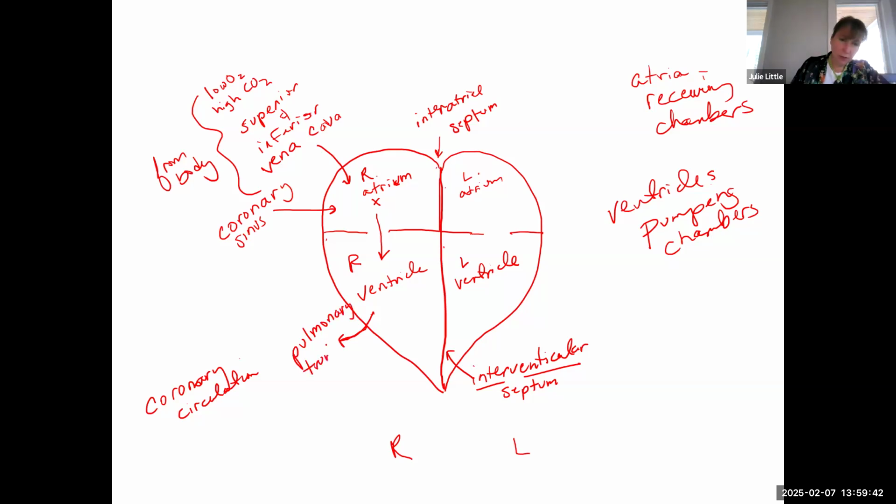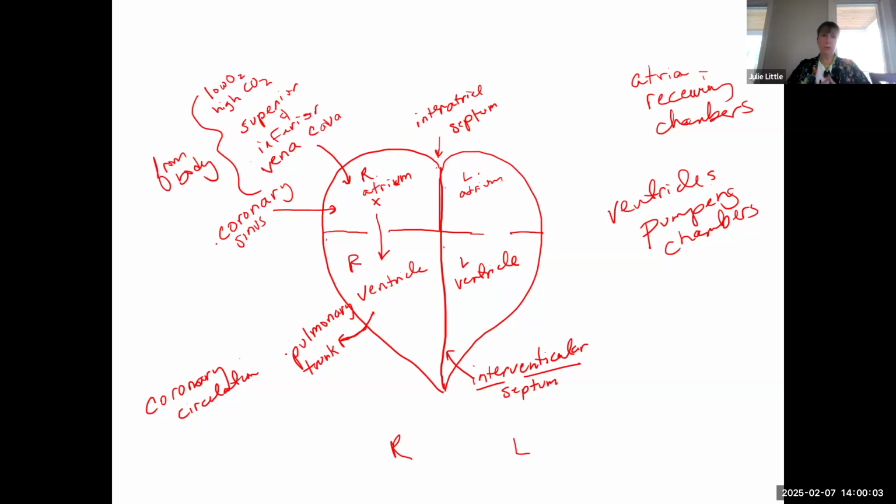Some people go straight for the guts of it and they call it the pulmonary artery. Remember that arteries take blood away from the heart. Veins take blood to the heart. So the coronary sinus is a vein, the superior and inferior vena cava are veins, but this pulmonary trunk is taking it away. So it's an artery.